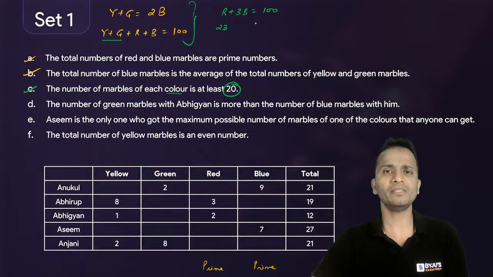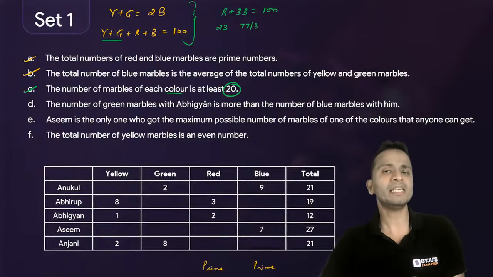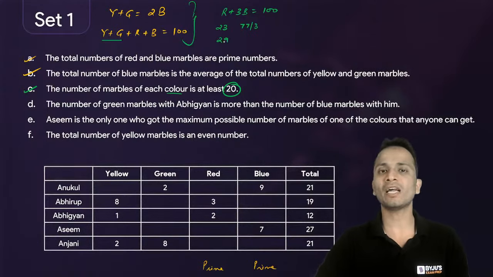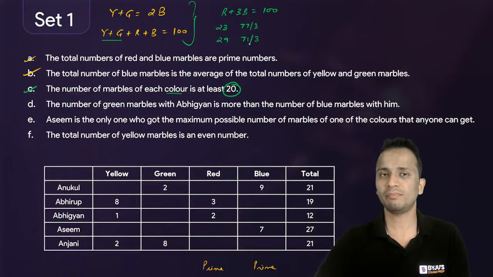If R is 23, then the value of blue will be 100 minus 23, that is 77, divided by 3. Now 77 divided by 3 is not an integer. It is not even a whole number, so how can it be prime? So R cannot be 23. Next prime number, it is 29. So can the value of R be 29? So if R is 29, blue will be 100 minus 29, that is 71 divided by 3. Again, 71 divided by 3 is not a natural number.